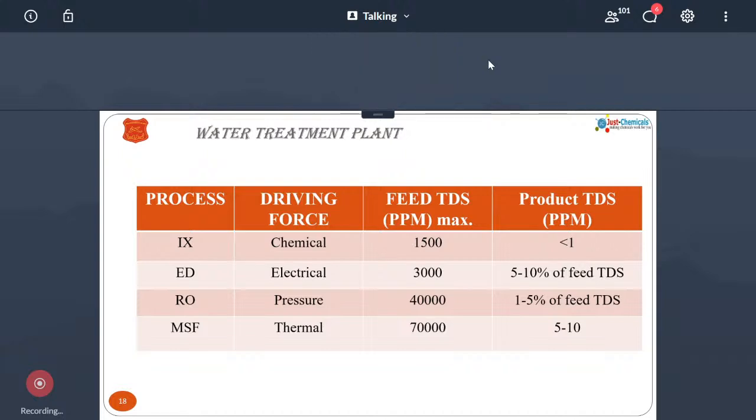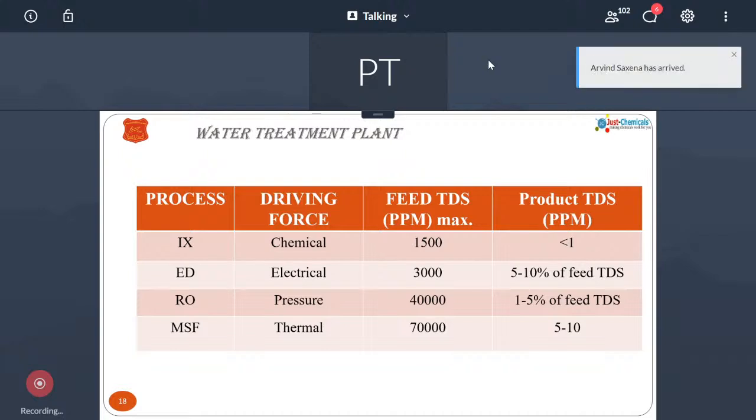And finally, there is a process called multi-stage flash evaporator, which is a thermal process for removing total dissolved solids, which can work even at a high feed TDS of 70,000, and the product TDS is only 5 to 10,000.